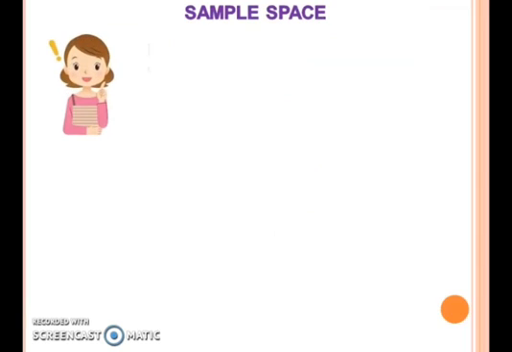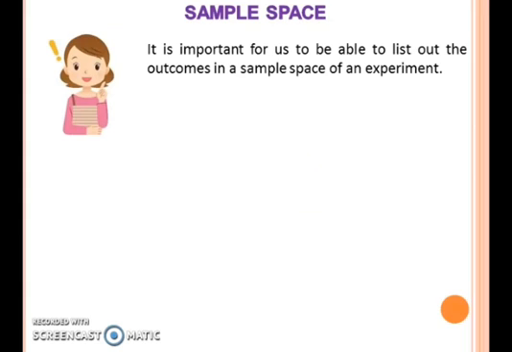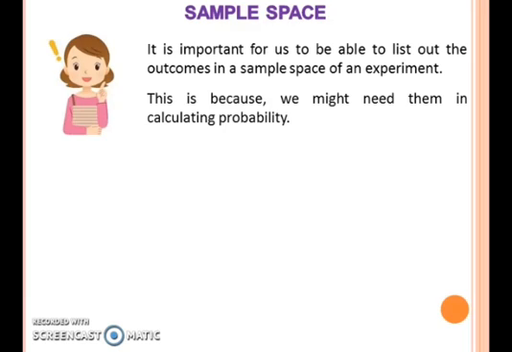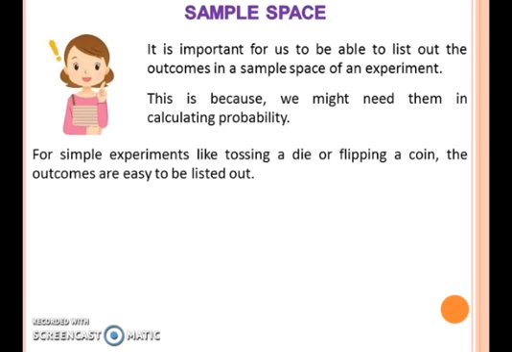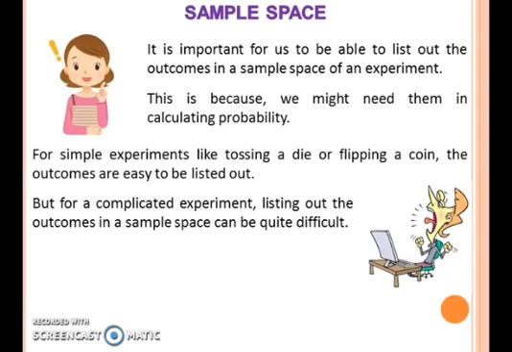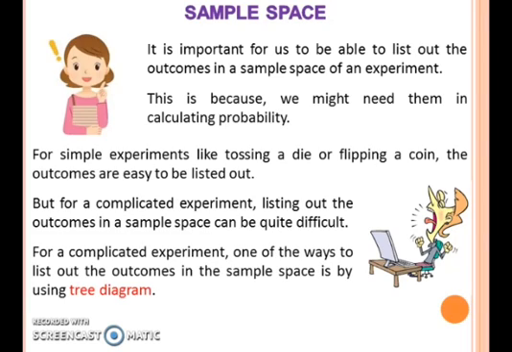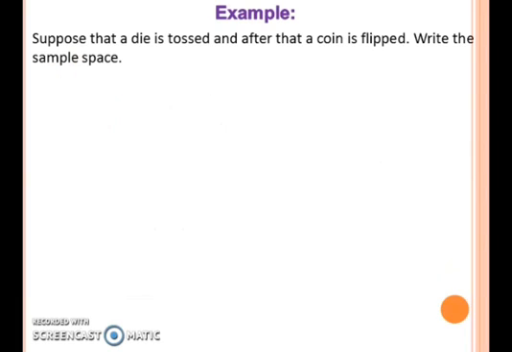Now, it is important for us to be able to list out the outcomes in a sample space of an experiment. This is because we might need them in calculating probability. For simple experiments like tossing a die or flipping a coin, the outcomes are easy to list out. But for a complicated experiment, listing out the outcomes in a sample space can be quite difficult. For a complicated experiment, one of the ways to list out the outcomes in the sample space is by using a tree diagram. Now let's look at an example.